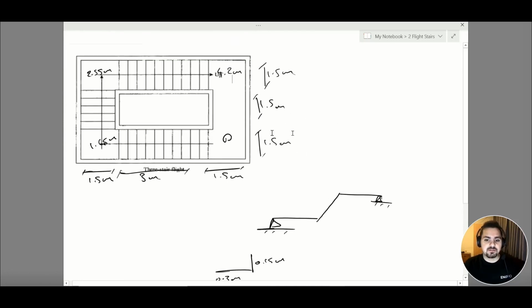So now that we have found our dimensions, we have found our elevations, and talked a little bit about our three-flight staircase, it's time for us to move to SAP and start with the analysis and design of our three-flight staircase system.